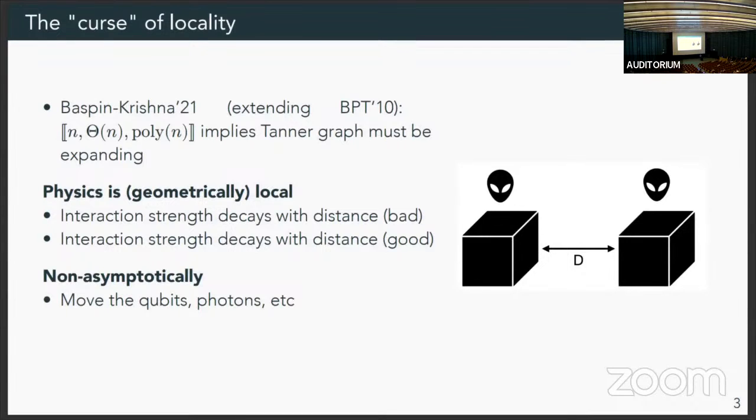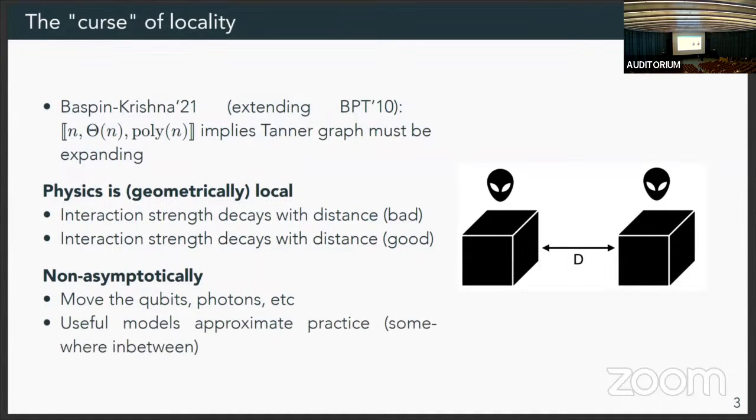So non-asymptotically, we can take various approaches. For example, you can move qubits, like if you have ions or neutral atoms, you can use some sort of photonic links, or you can just build long wires. But ultimately, at the end of the day, our useful model is going to approximate what we can do in practice. And in particular, I'm interested in proving asymptotic theorems, where it will be geometrically local as you zoom out.